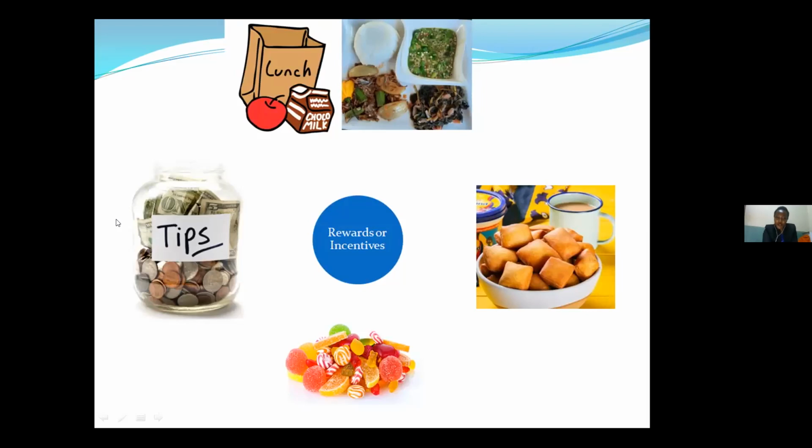So Adama is giving chocolates to the students. I wish I was your student so I could eat these chocolates. So we are going to rewards.